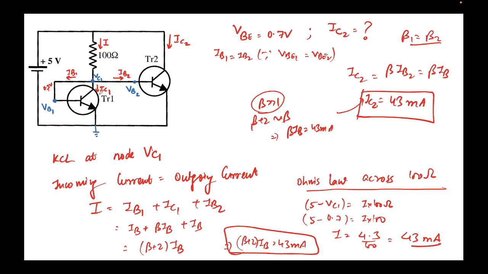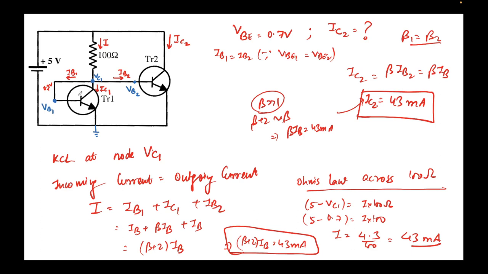Coincidentally, IC1 will also come out to be 43 milliamps if we assume beta is greater than 1. You can see that the current flowing through the first transistor is exactly the same as the second transistor. This type of circuit is also called a current mirror. In the first question that we talked about, the capacitor one, it was talking about a constant current source. That's how a constant current source is usually produced.